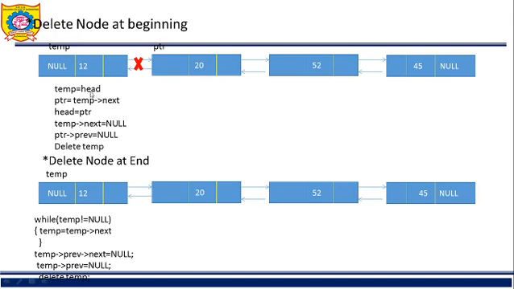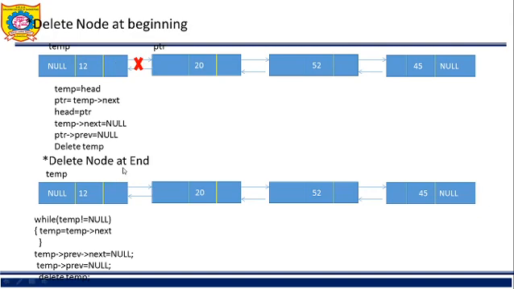So here temp is equal to head. Okay, that is the first node. Then ptr is equal to temp next. Okay, then temp next is equal to null, and ptr previous is equal to null, so both links get null. And now we can delete temp because it doesn't hold any references.